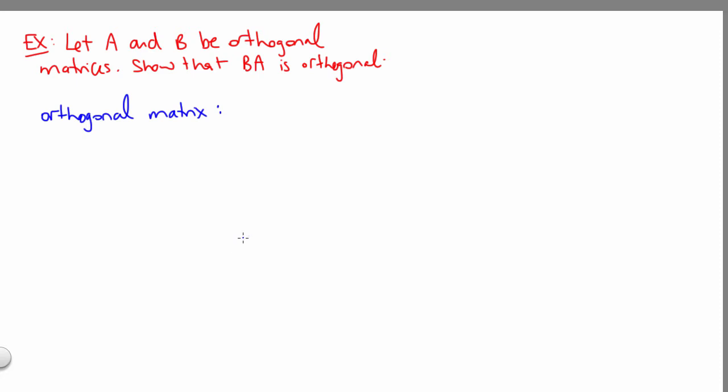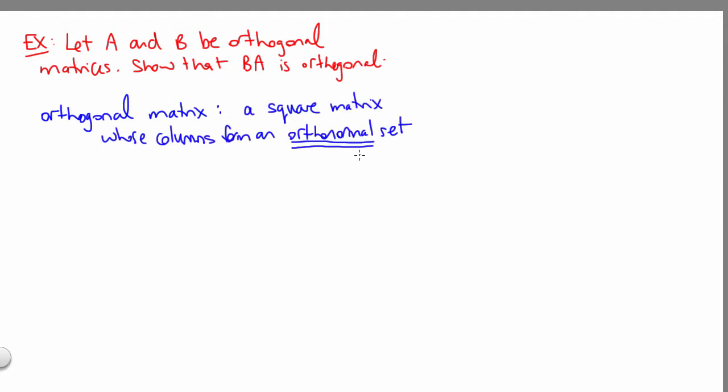Let's make sure we're familiar with the definition of an orthogonal matrix. An orthogonal matrix is a square matrix whose columns form an orthonormal set. So there are really two conditions here. First of all, the columns must be orthogonal to one another, meaning the dot product of two different columns must be 0. And secondly, there's this normality condition which tells us that each column vector must have length 1.